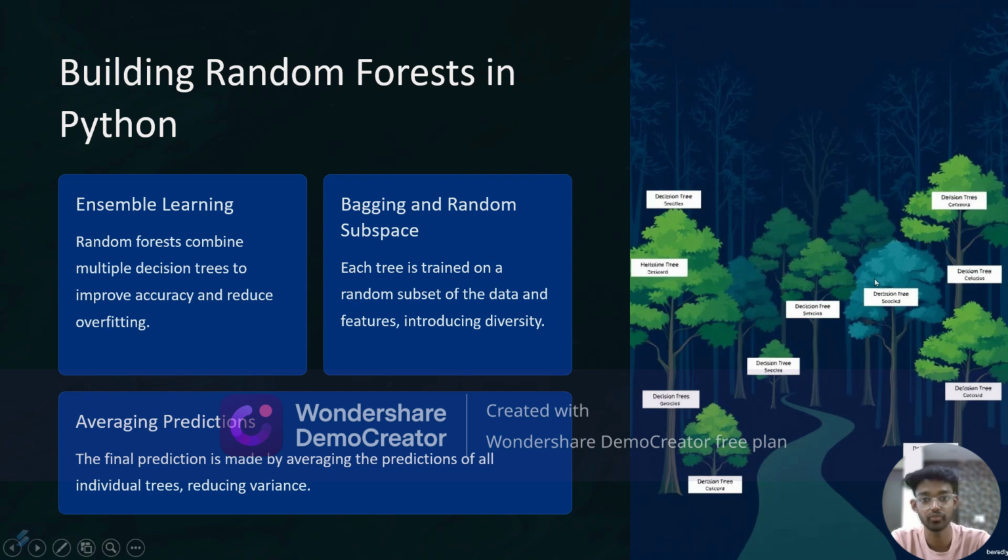Now, building random forests in Python. Ensemble learning. Random forests combine multiple decision trees to improve accuracy and reduce overfitting, using bagging and random subspaces. Each tree is trained on a random subset of the data features, introducing diversity. Averaging predictions. The final prediction is made by averaging the predictions of all individual trees, reducing variance.